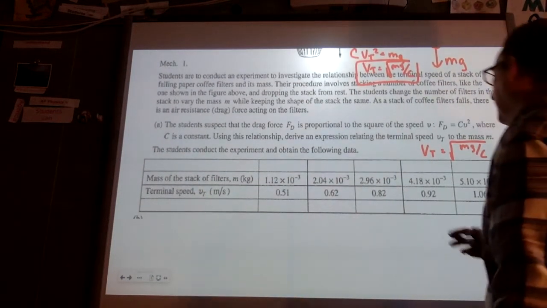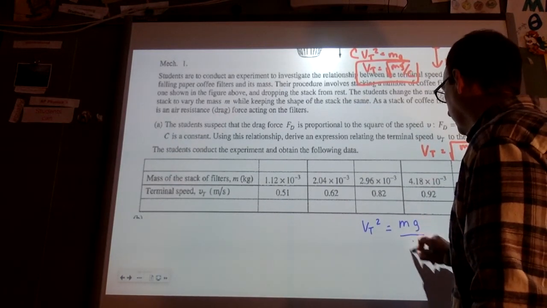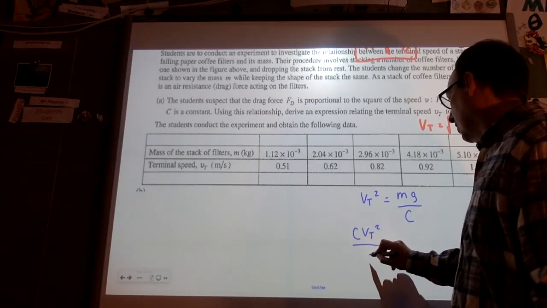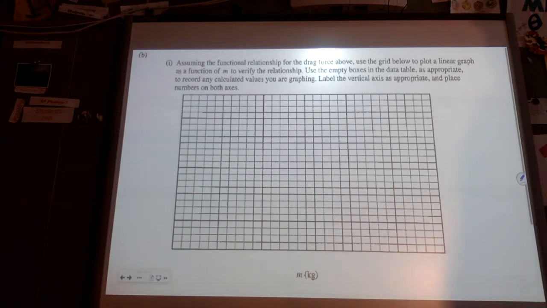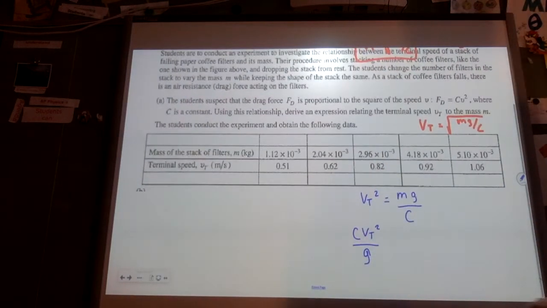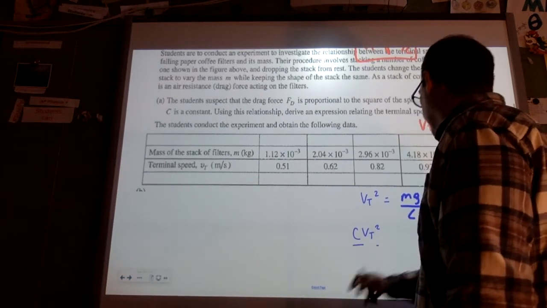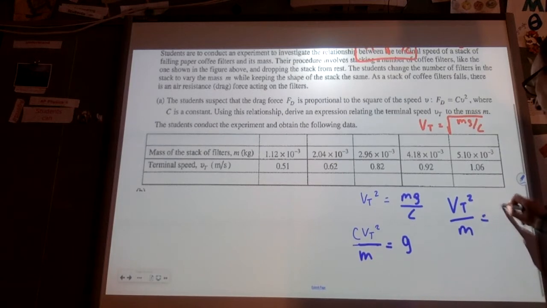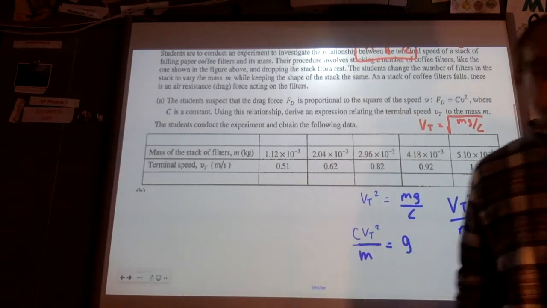Okay, so we're saying that I want to solve this for m. So I'm going to square both sides. And I'm going to have C VT squared over G is equal to m. So when I solve for G, that would be a linear graph, right? Mg over C. So I could have C VT squared over M is G, or they might do VT squared over M is G over C. This would be a constant, so it would give us a linear graph if this is our slope. All right, so I'm going to solve for VT squared here.